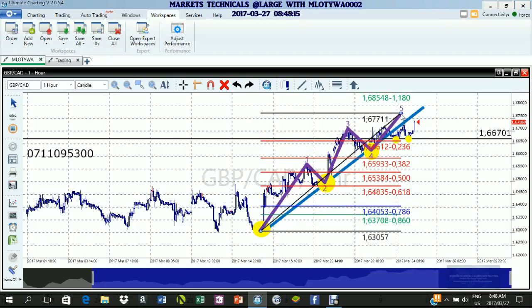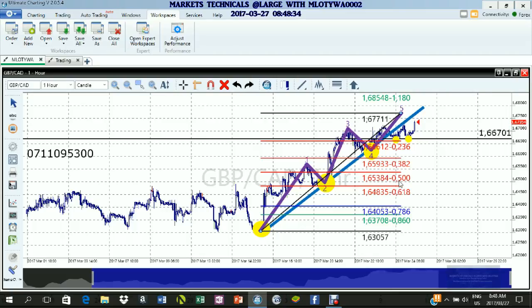I'm sure everyone understands that you move from the previous low, the lowest point, and then you take it to the recent high. That's how we draw the Fibonacci. And now, why am I drawing the Fibonacci?